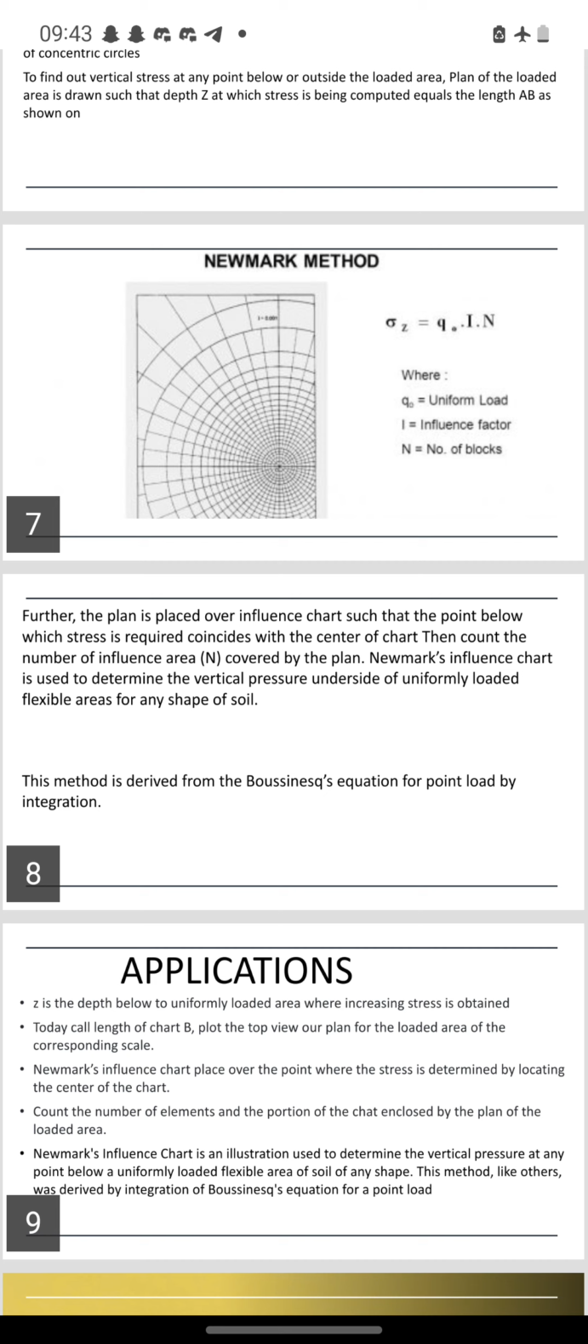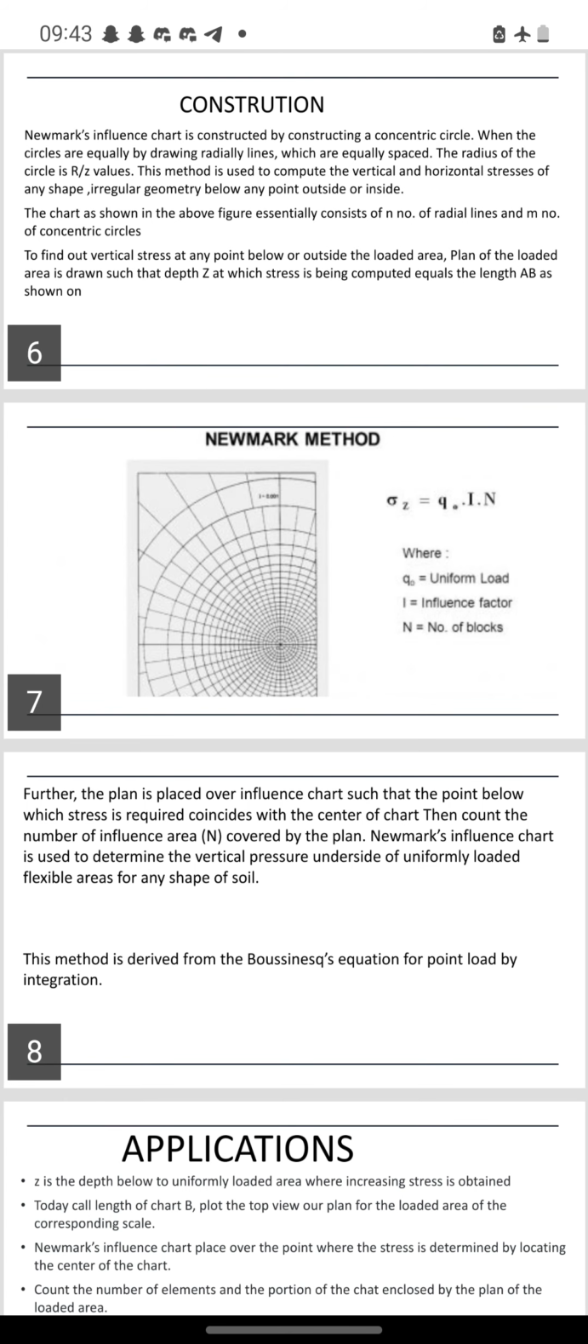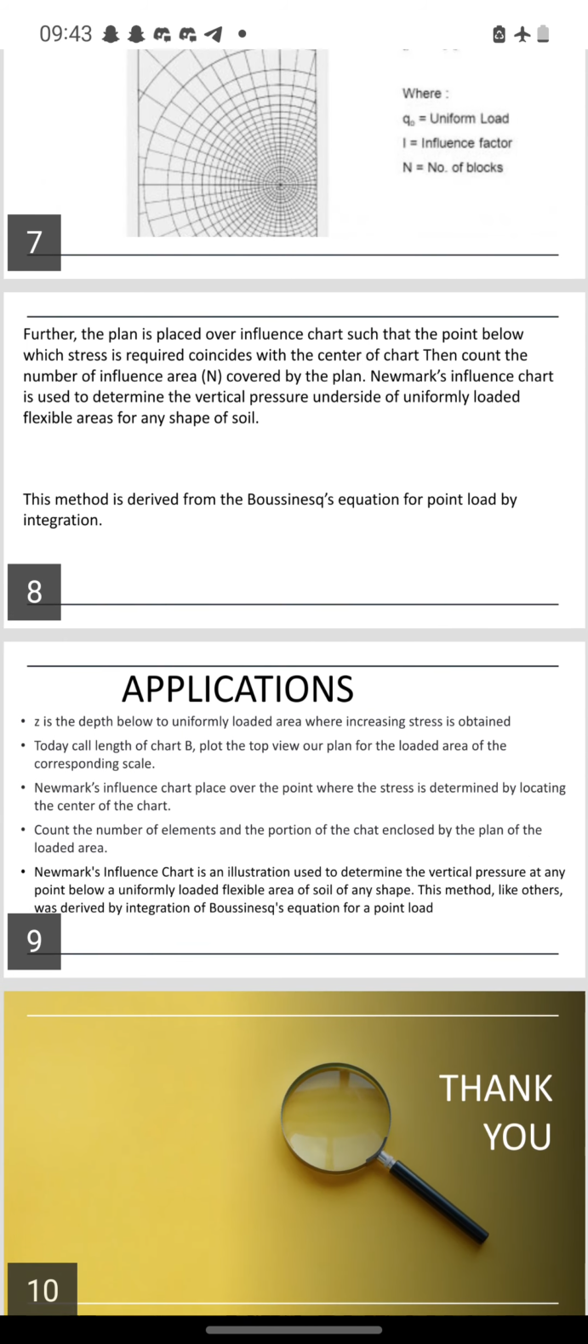Rho z equals Q naught times I times N, where Q naught is the uniform load, I is the influence factor, and N is the number of blocks.